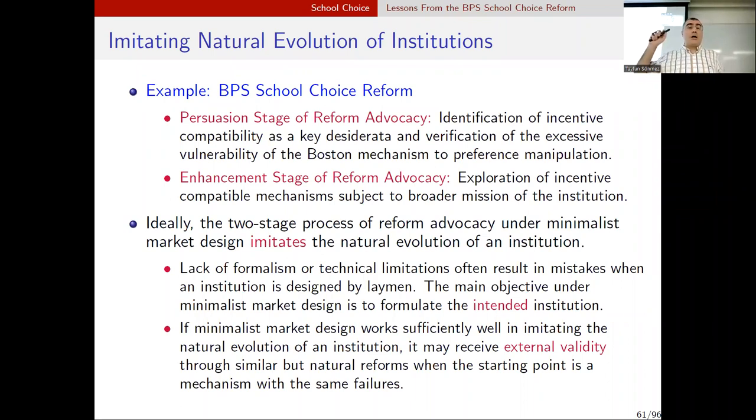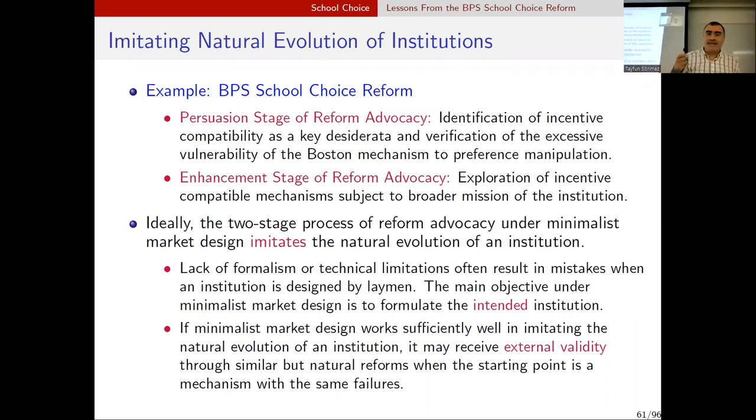So minimalist market design imitates natural evolution, or at least I aspire that it imitates natural evolution, right? I'm basically trying to do what they couldn't and convince them that it is what I'm doing if they wanted to do. Okay. So in the case of the BPS school choice reform, in the persuasion stage, there was identification of incentive compatibility as a key desideratum and verification of the excessive vulnerability of the Boston mechanism to preference manipulation. That was the persuasion stage. Okay. In the enhancement stage, we explored various incentive compatible mechanisms and the city maintained choice.